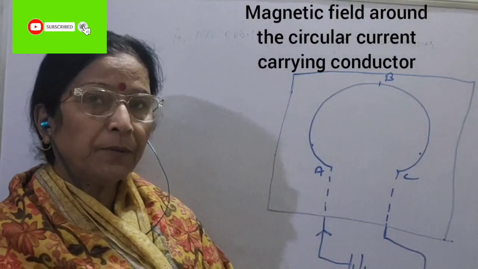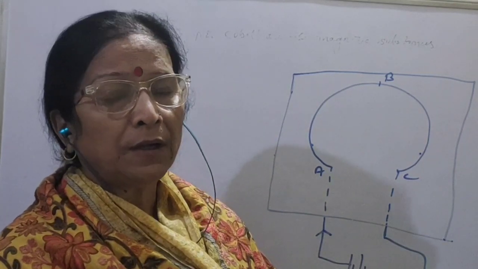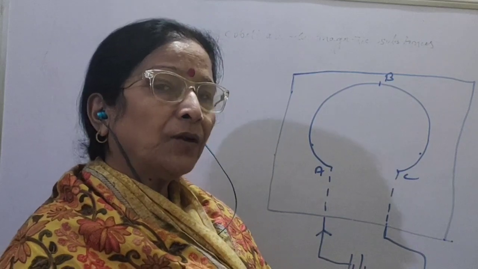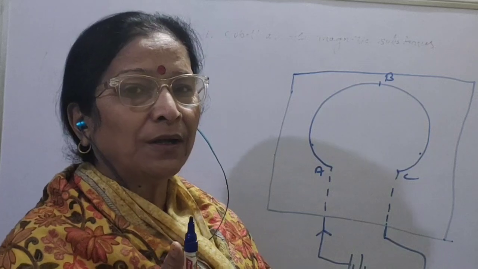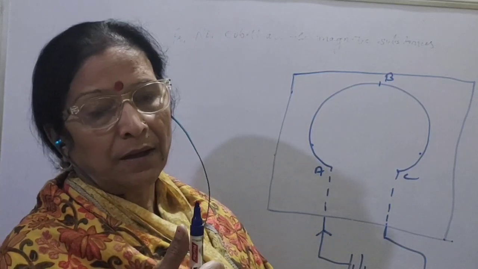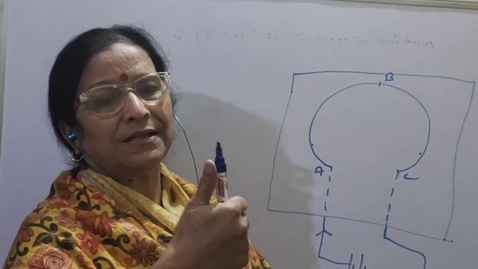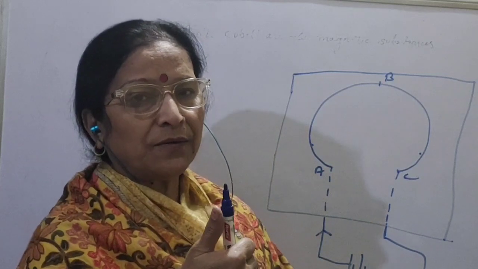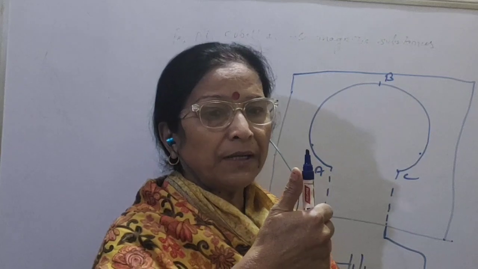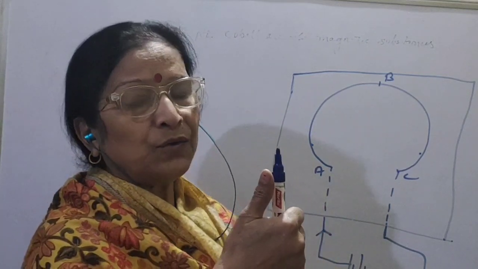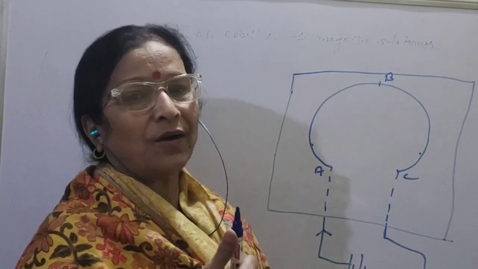Hello children, in the previous video we had studied the direction of magnetic field around a straight current carrying conductor, and we used Maxwell's right hand grip rule, the right hand thumb rule, to know the direction of the field line. In that we studied that if we hold a conductor in our right hand such that the thumb represents the direction of current, then the wrapped fingers will represent the direction of the magnetic line of force. We used that in a straight conductor when current flows in an upward or downward direction.